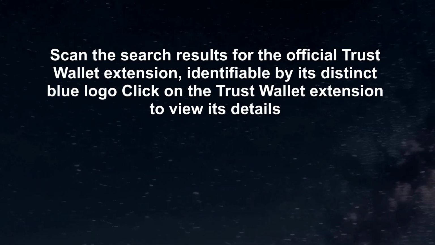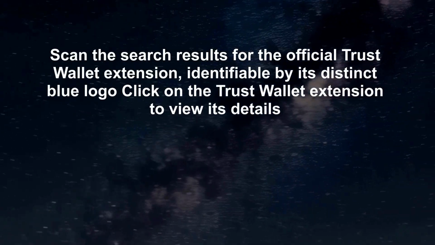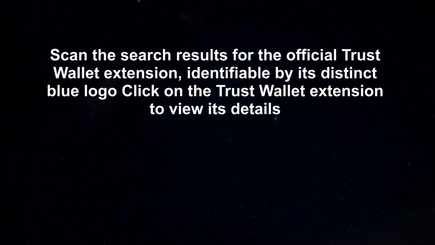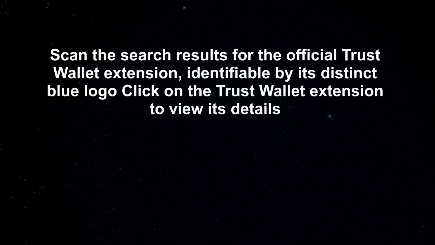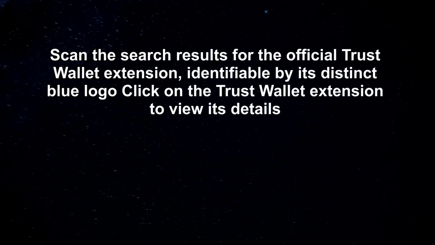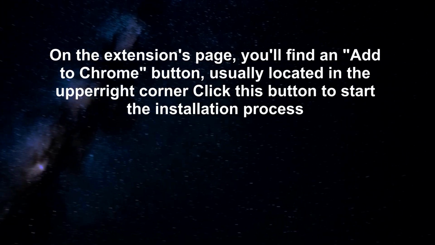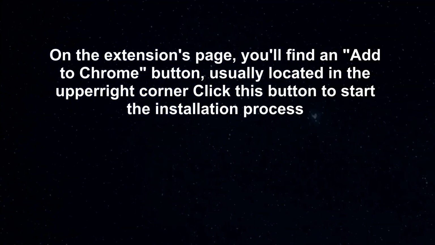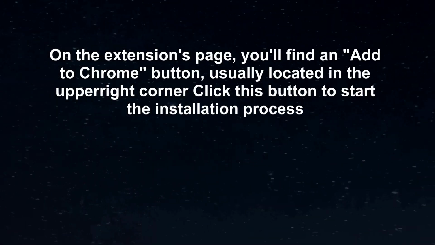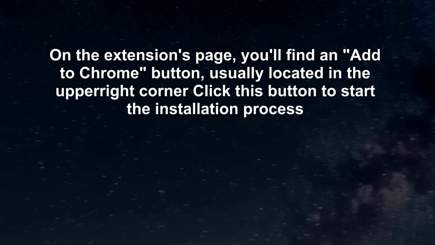Scan the search results for the official Trust Wallet extension. Identifiable by its distinct blue logo, click on the Trust Wallet extension to view its details. On the extensions page, you'll find an Add to Chrome button, usually located in the upper right corner. Click this button to start the installation process.